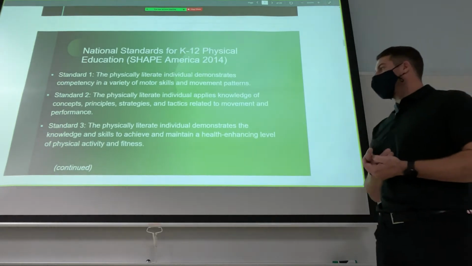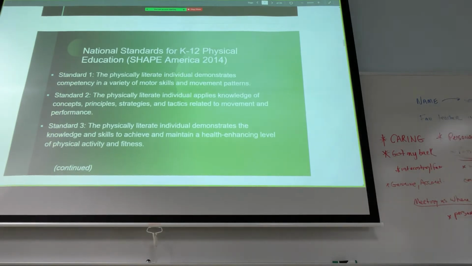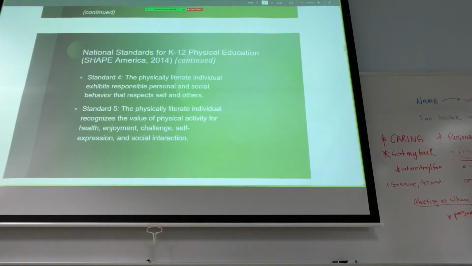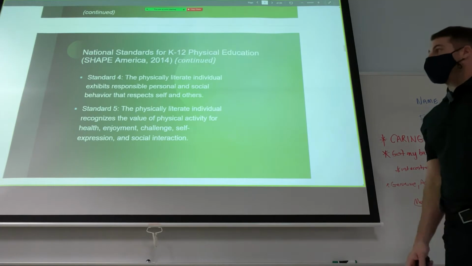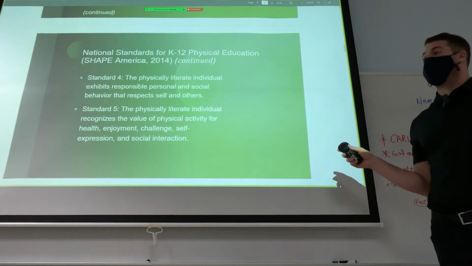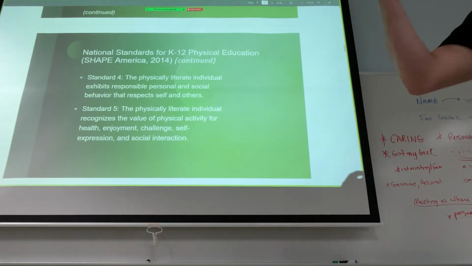Physically literate individual demonstrates the knowledge and skills to achieve and maintain a health-enhancing level of physical activity and fitness. So that's your health components of physical fitness. That's body composition, flexibility, muscular strength and endurance, and power. National standard number 4, physically literate individual exhibits responsible personal and social behavior that respects self and others. So that's the affective domain that physical educators take into account every time we lesson plan.